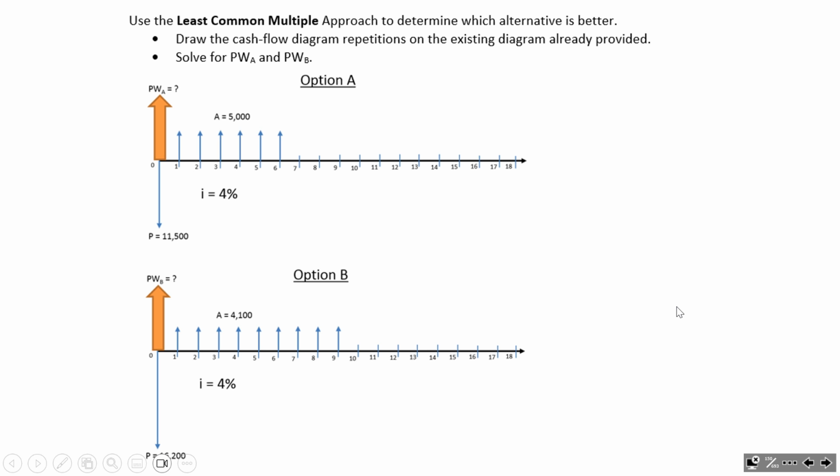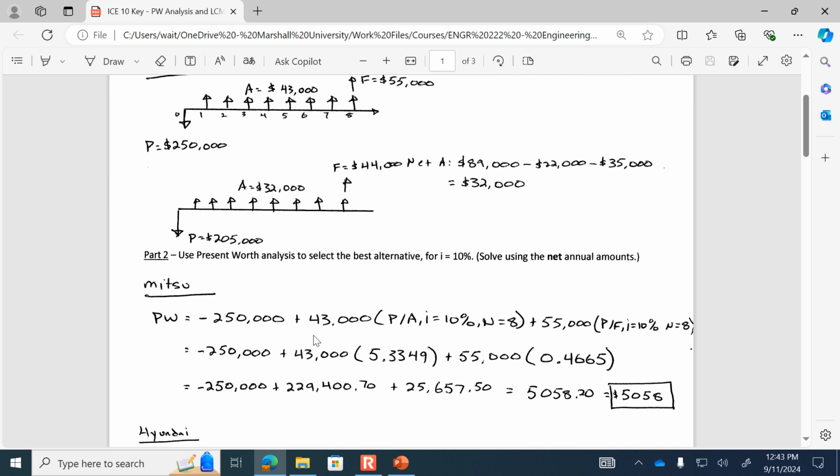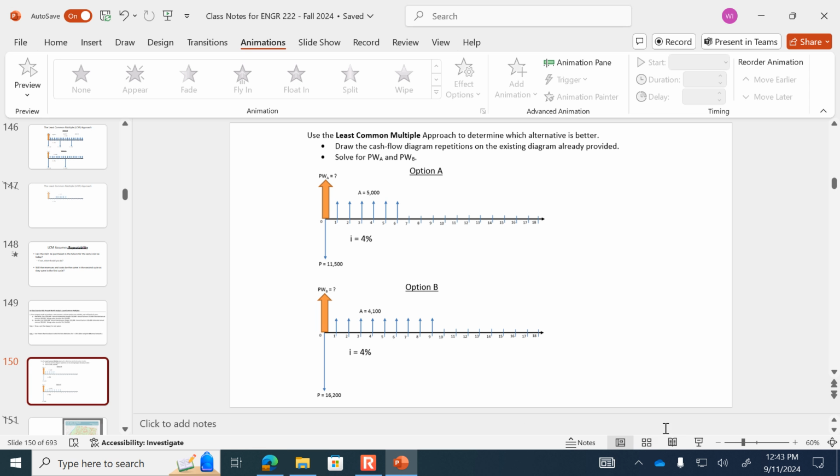So even if you don't get through doing all of the calculations by the end of the class period, sketch what the cash flow diagram would look like if you do the LCM approach, and then begin the calculations in a way that looks similar to what I did here. You know, these calculations where we have the amount that's already at the present, the annual series multiplied by some factor, the future value multiplied by some factor.